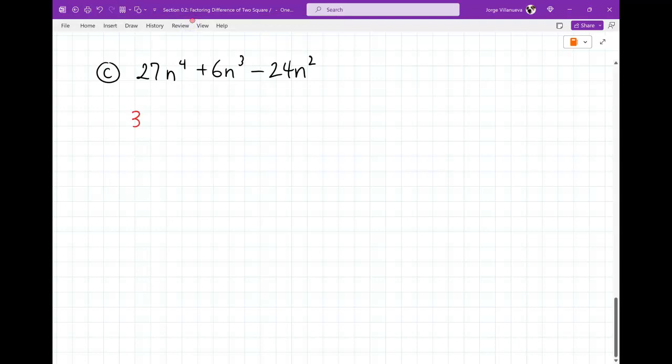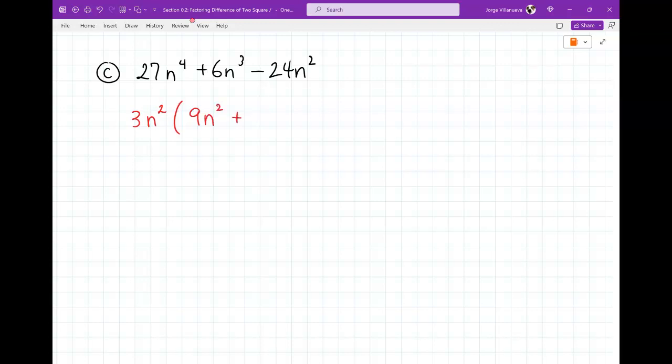And then letters, how many n's do I take out? 2, right? Every one of them has at least 2 n's. One of them has 4, one of them has 3, but the other one has 2. So they all have at least 2 n's. So 27 divided by 3, that's 9. N to the fourth divided by n squared. Remember, you just subtract the power. So 4 minus 2, that's a 2.